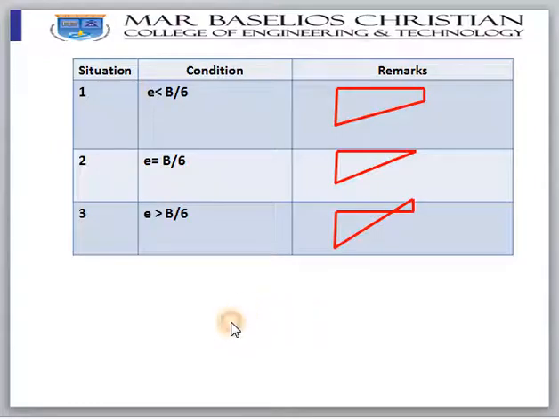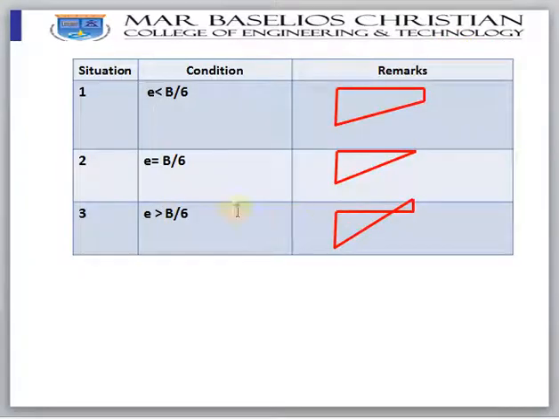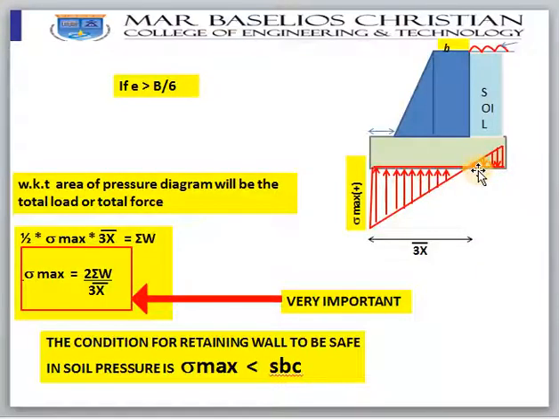Now just a point, once it is asked in the GATE question, if E is greater than B by 6, your stress diagram will be like this. You will have a negative value, as shown here. In GATE you would have studied, I am not going to the derivation part of that. If the stress diagram is coming like this with a negative part, then from the point where it is 0 to here the distance will be 3x bar, and this will be sigma maximum.